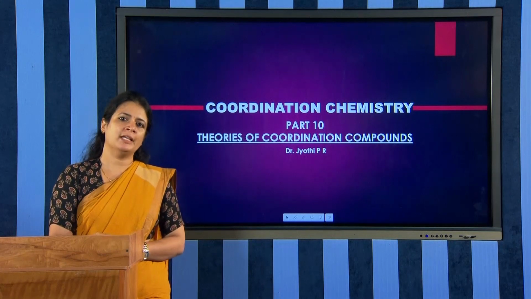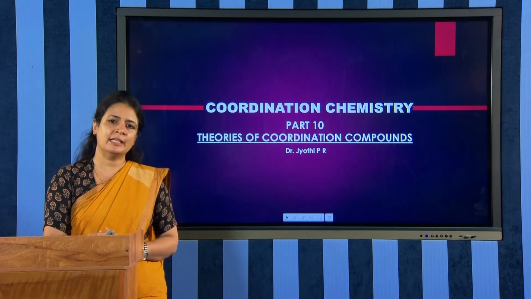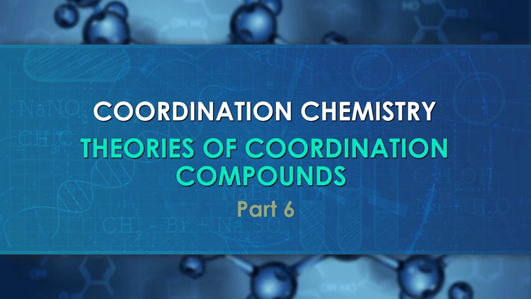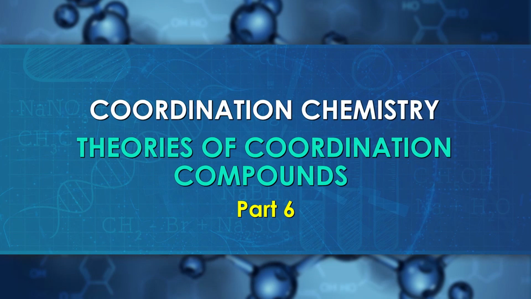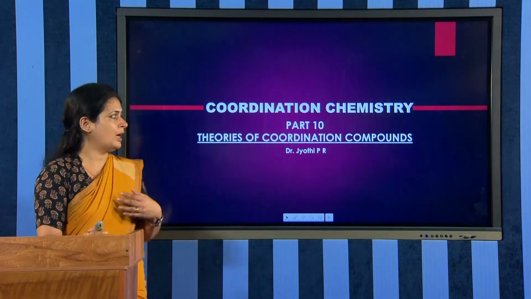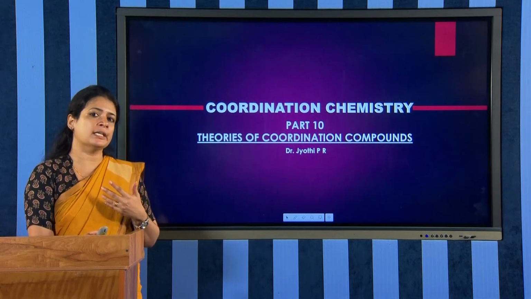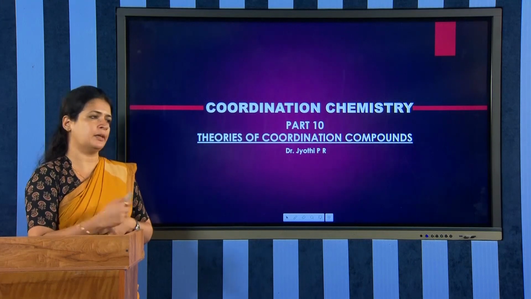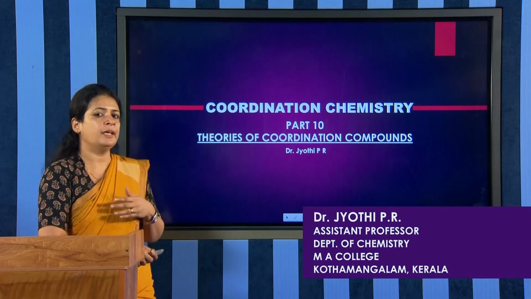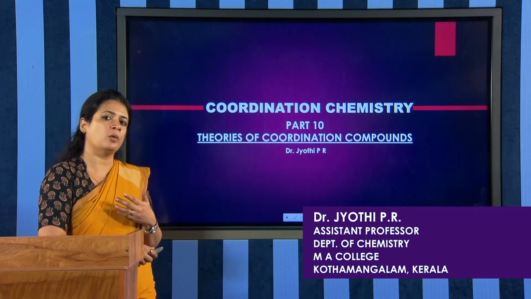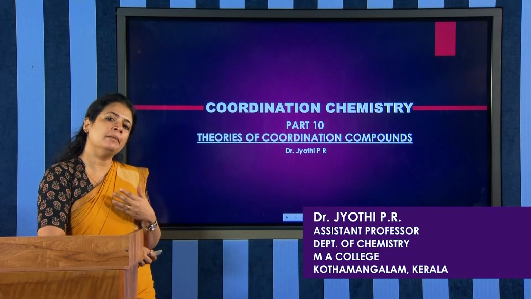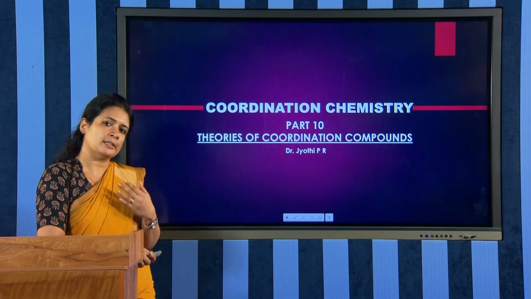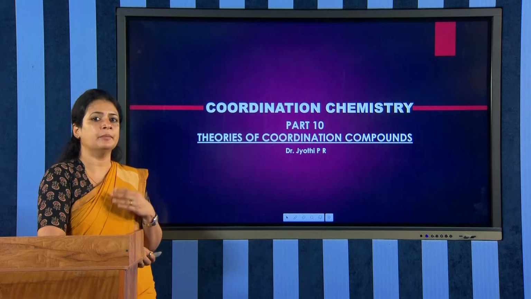In this module, we are dealing with the last part of theories of coordination compounds. Here, we are dealing mainly with the last two theories, that is ligand field theory and molecular orbital theory. And before that, we have to discuss some of the merits and demerits of crystal field theory, that is the just previous theory. What are the merits and demerits?